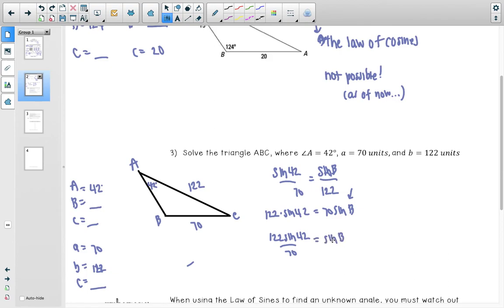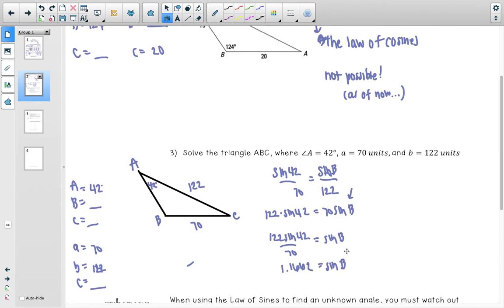And if you divide 122 sine of 42 divided by 70, you get 1.1662 equals sine of B.